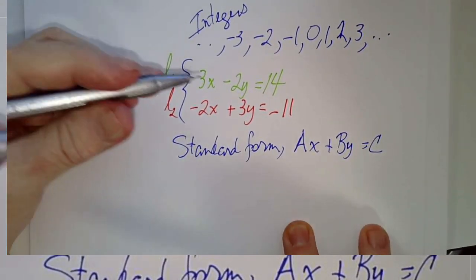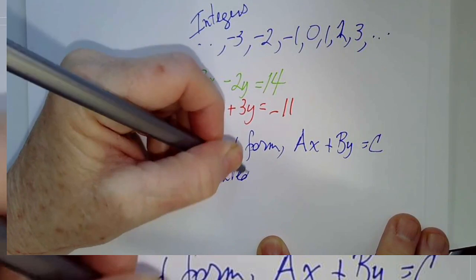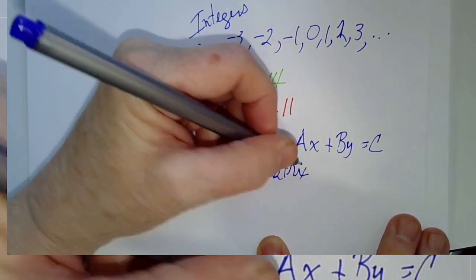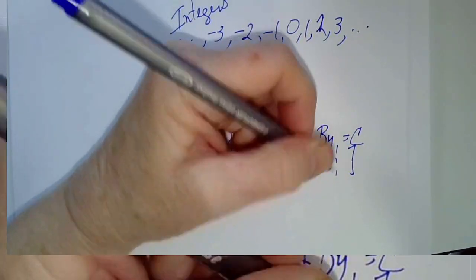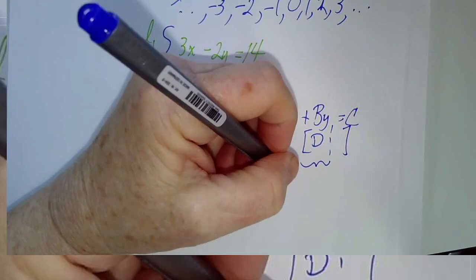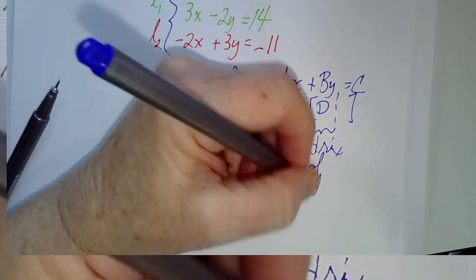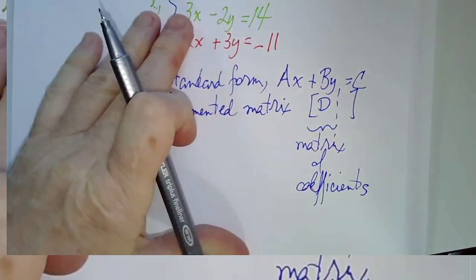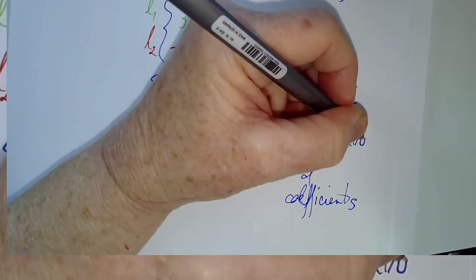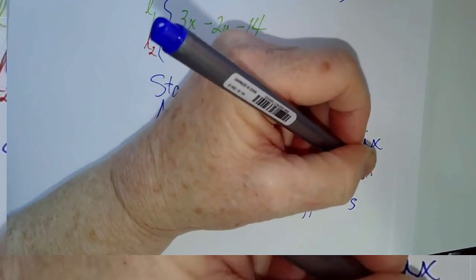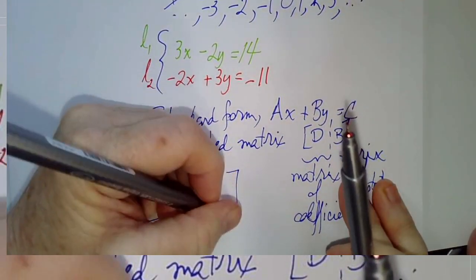So we're going to put our system in an augmented matrix. And the augmented part is the matrix of coefficients, which is called D, is augmented by the matrix of constants, which is B. Okay, great. So we've got our matrix, nice empty matrix.